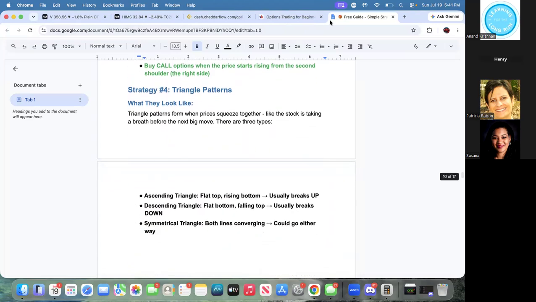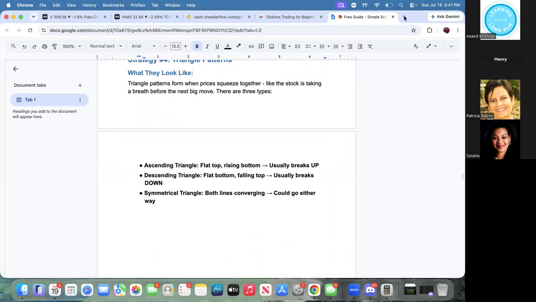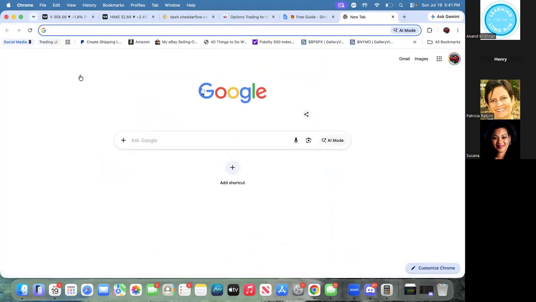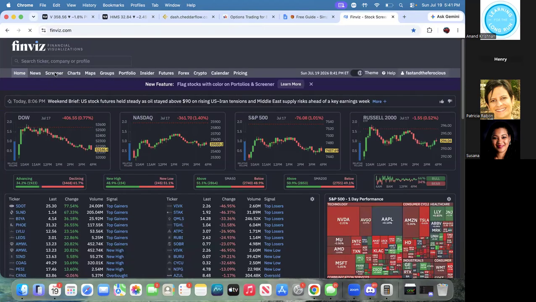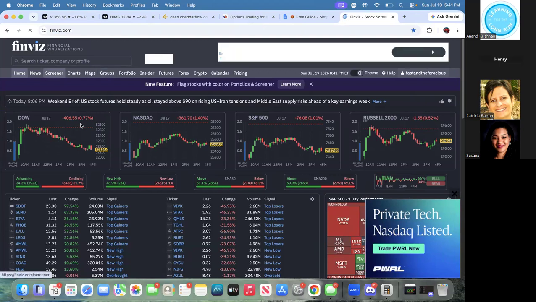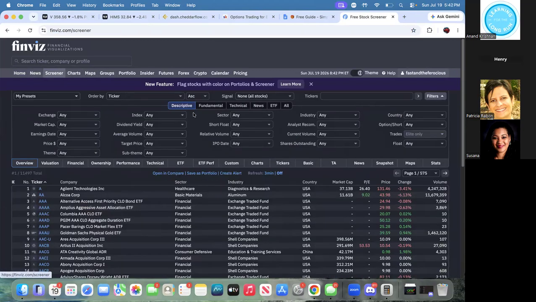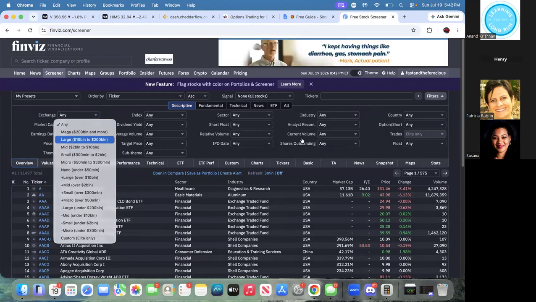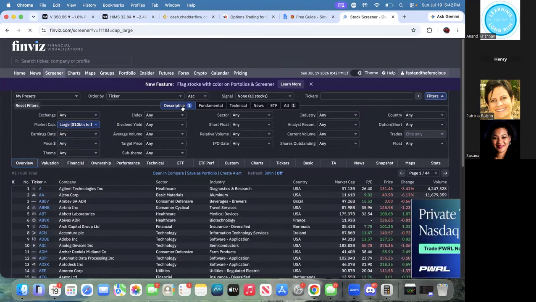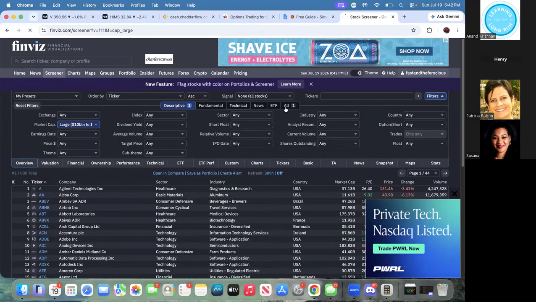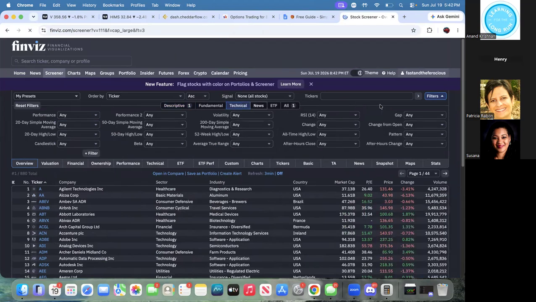Triangle patterns. Here's a few. We have the ascending triangle. It has a flat top and rising bottom. And let me see if I can pull some of that up for you guys. I want to look for ascending triangles. So I'm going to go to the screener, and I want only large cap. And I'm going to look for a technical signal.